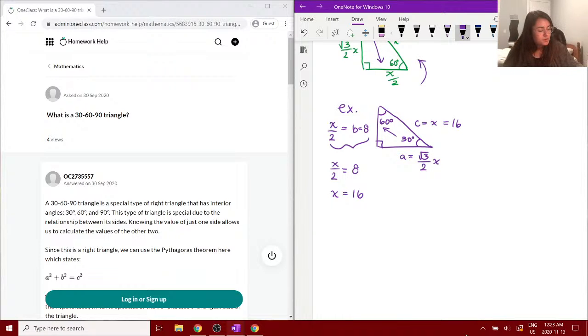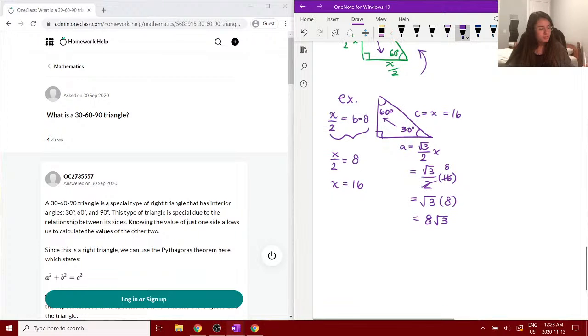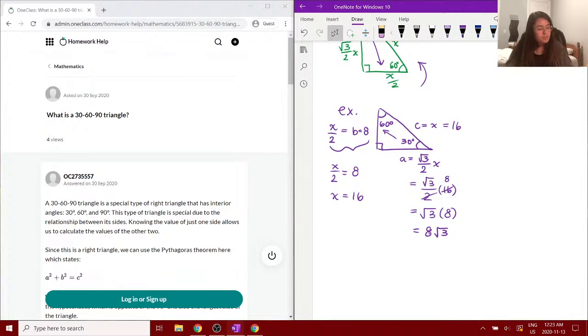And A is equal to root 3 over 2 x. So all we have to do is take root 3 over 2 and substitute in 16. And 16 divided by 2 is 8. So your answer for A is root 3 times 8, or you would usually write the 8 out in front just so that it's easier to see the separation there. Okay, so now we have solved the entire triangle.